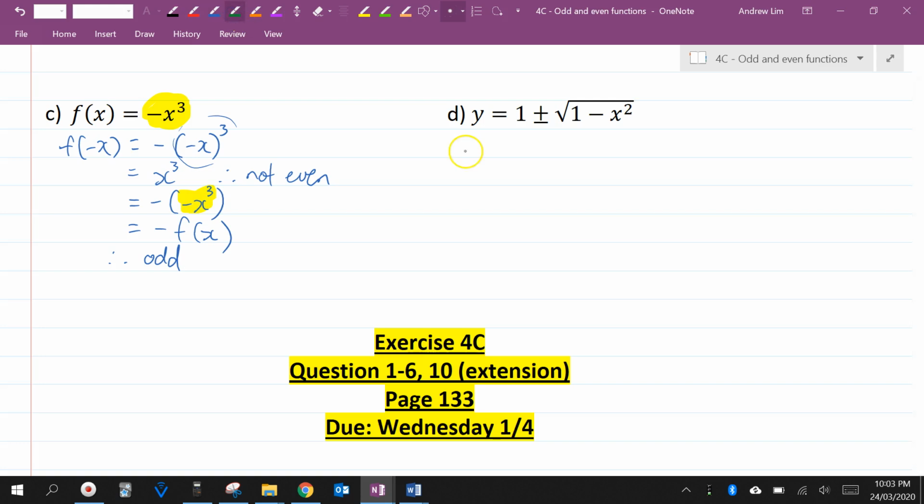Alright, last one. We're going to just replace all x's with negative x. Well, that all stays the same. And this minus x to the power 2 is still just x squared, which is the same as f of x, or y. Therefore, this function is even.